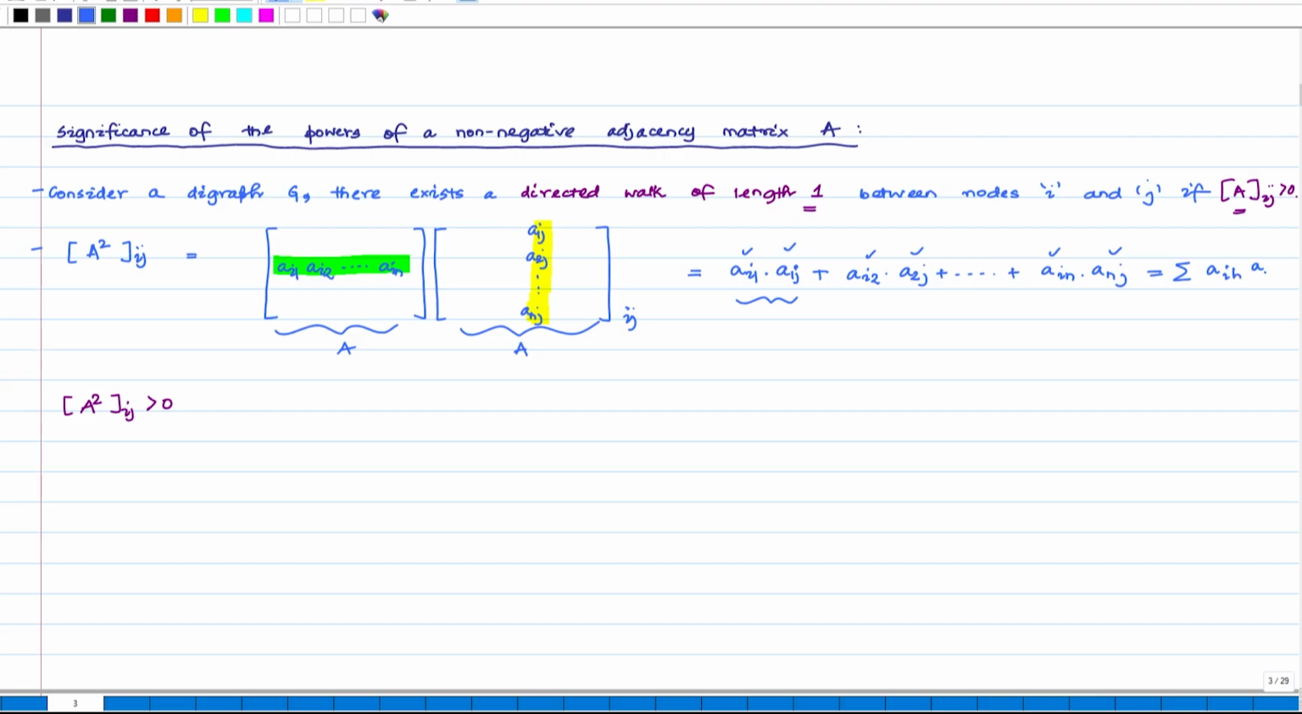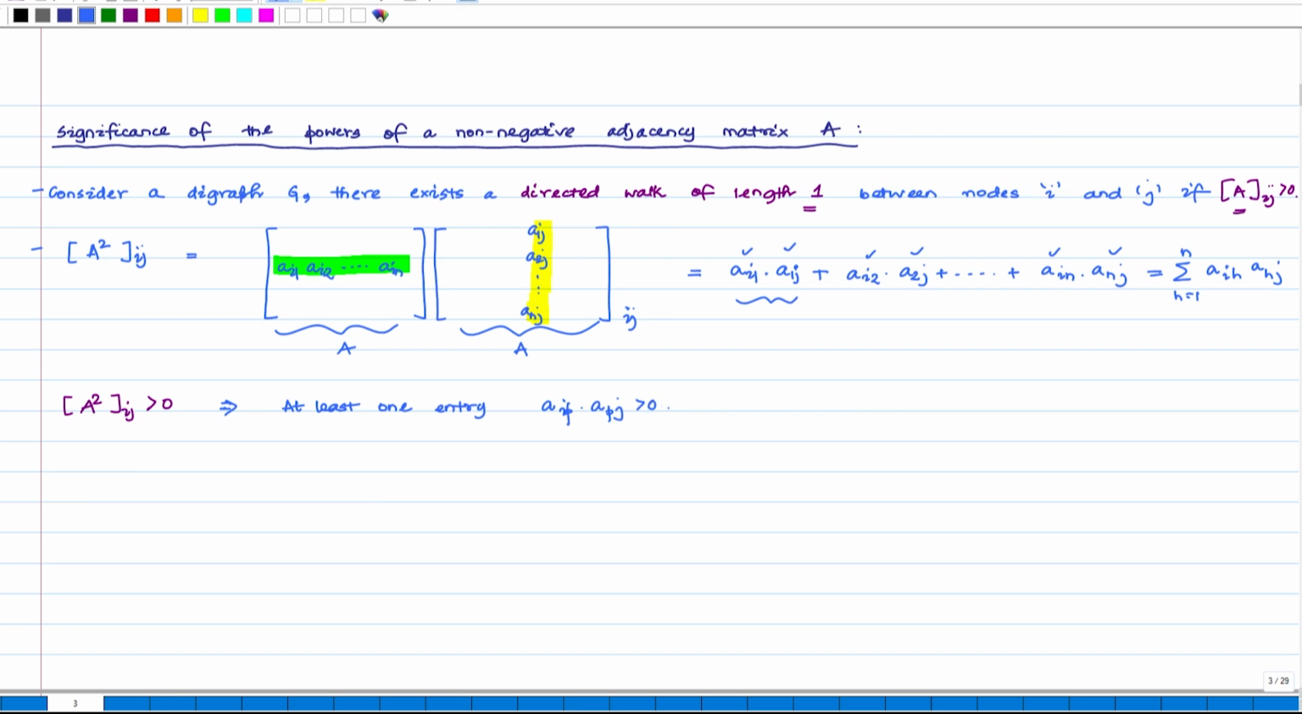AIH, AHJ, where H varies from 1 to n. Now, at least one of the entries here is not equal to 0. Suppose we assume that some pth entry here is not equal to 0. This implies at least one entry of the form AIP and APJ is greater than 0.